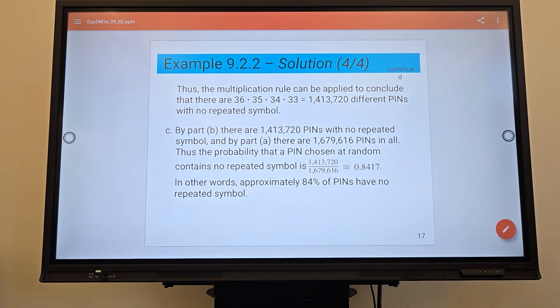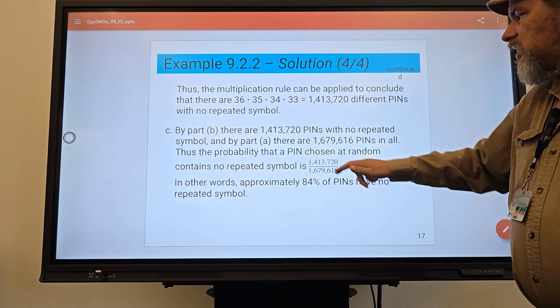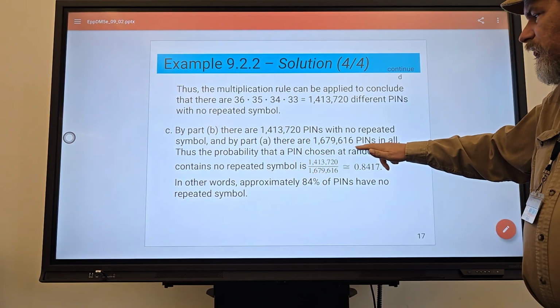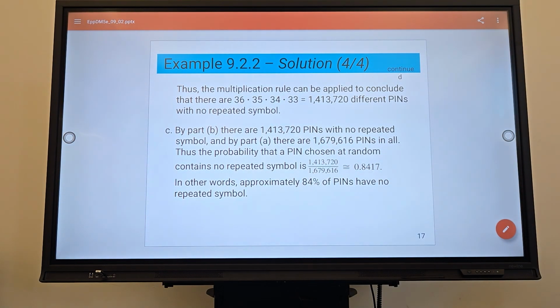Thus, using no repeated symbols, there are a little over 1.4 million different pins with no repeated symbol. C, what is the likelihood of having a pin without a repeating symbol? Take the number of pins with no repeated symbol and divide it by the number of pins possible, and you get about 84% of pins have no repeated symbol.